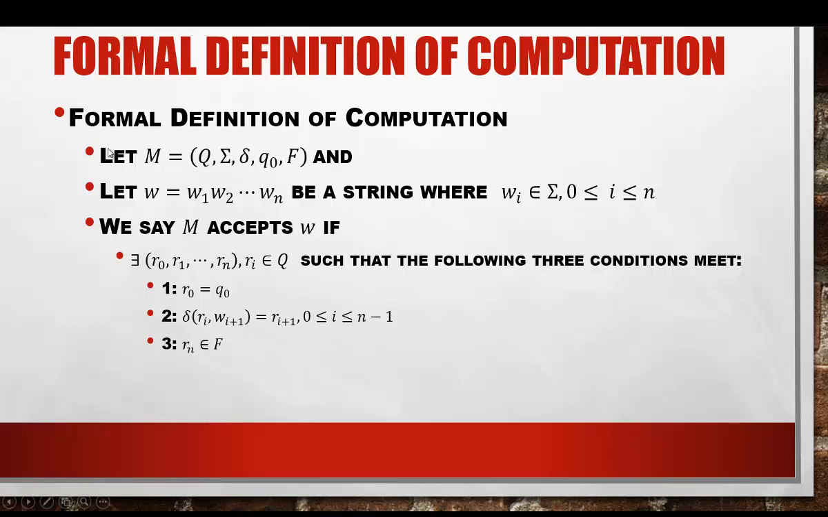Basically, what that means is that whenever we are in some R sub i, let's say we are in this state, and then we see the next symbol, these two together from the transition table take me to R sub 2, and that holds for every other R. If these three conditions are met, we will say that our finite automaton accepts this string.